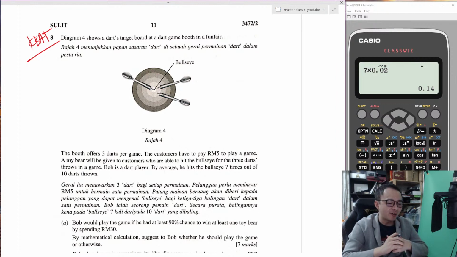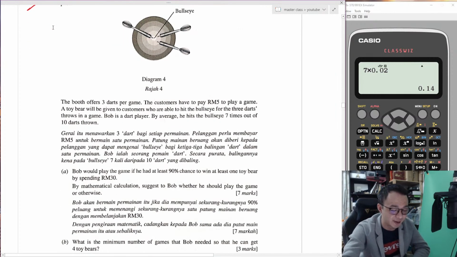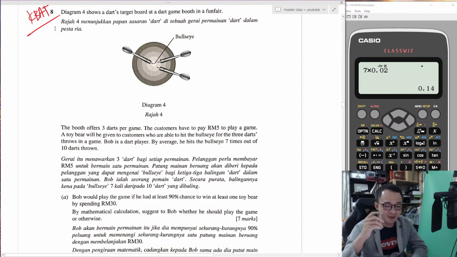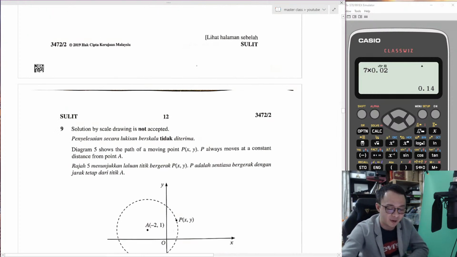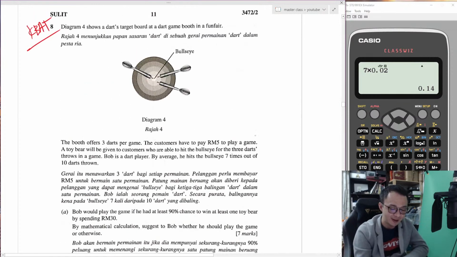Okay, so the diagram 4 actually shows the darts target boards at the dart games booth in a fun fair. The booth offers 3 darts per game, so the customer has to pay 5 ringgit. You just assume you pay 5 ringgit, you will get 3 of them. Then a toy bear will be given to the customer who is able to hit the blue eyes for 3 dart throws in a game. So if you hit 3 times, then you will get a bear.